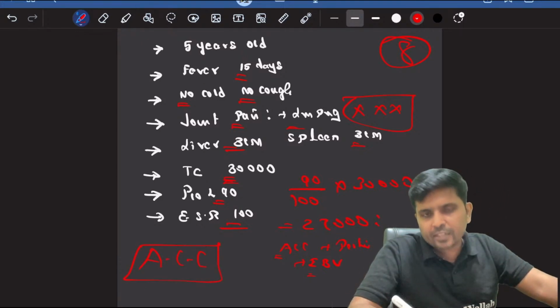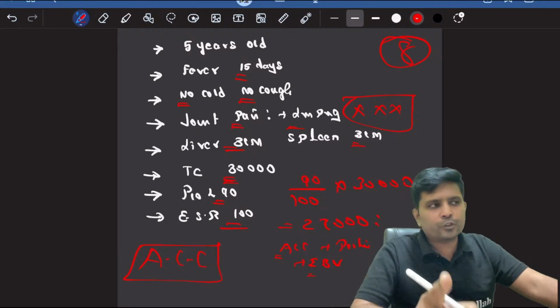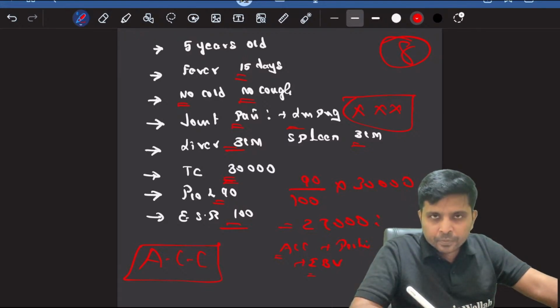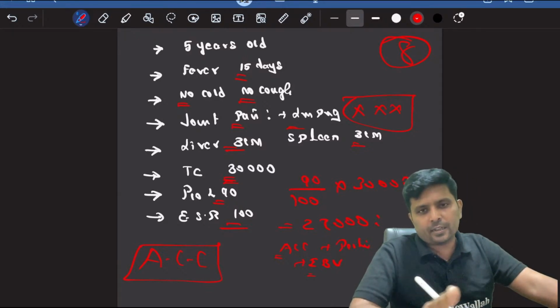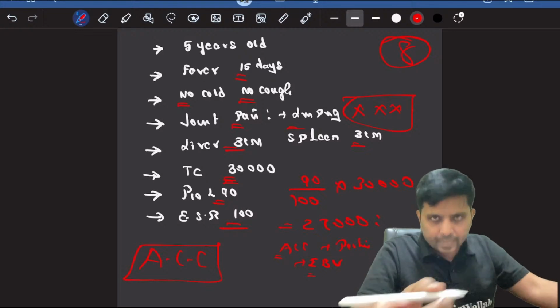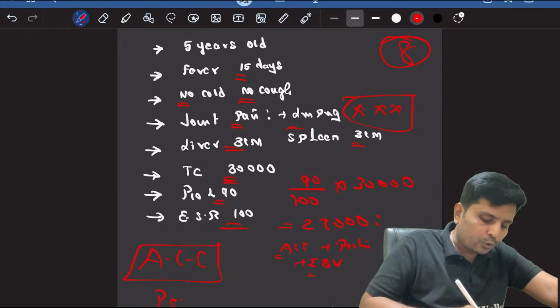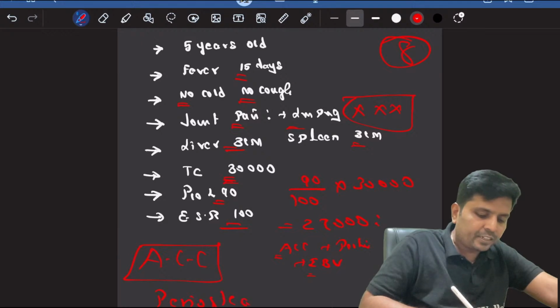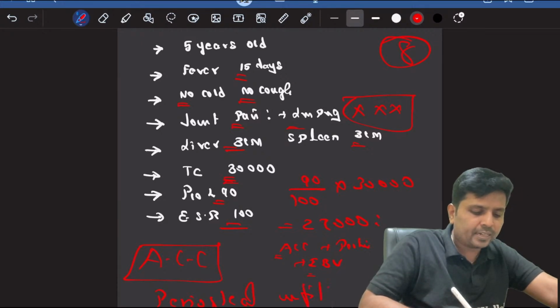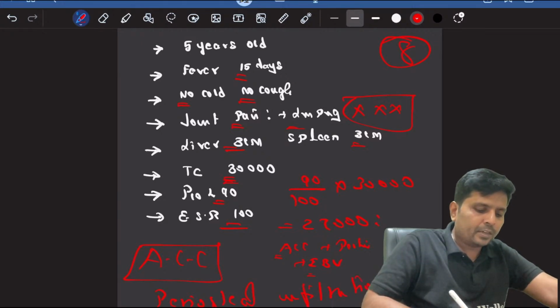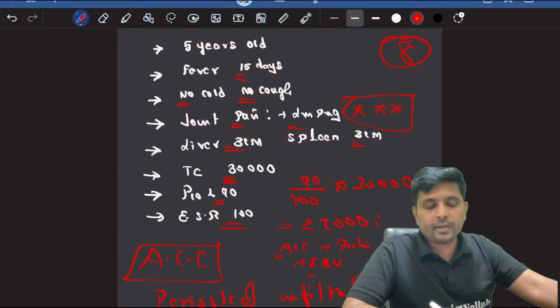Joint pain with absolute lymphocytosis is leukemia unless otherwise proved. The next thing, why this joint pain? Because it is due to periosteal infiltration of malignant cells. Periosteal infiltration by malignant cells.